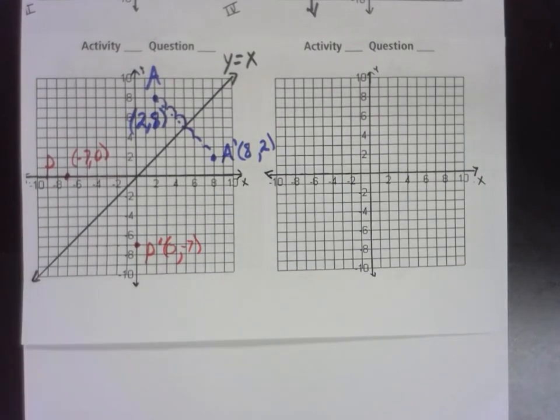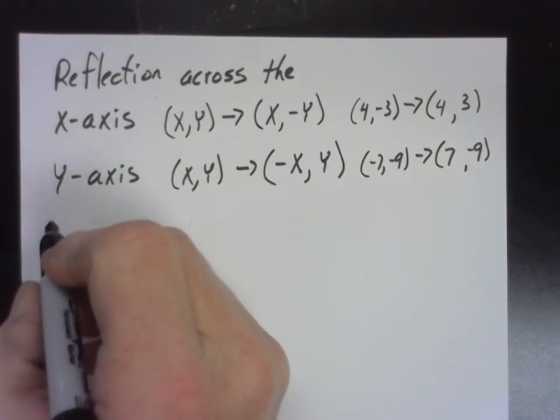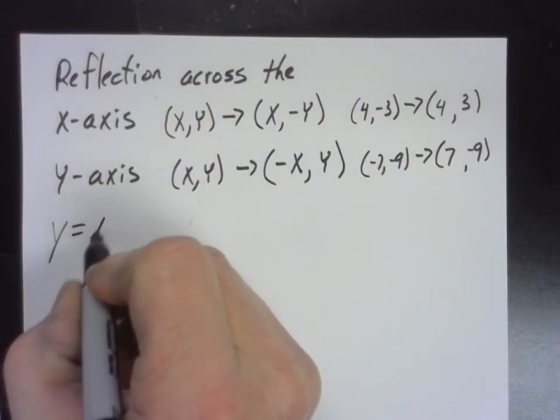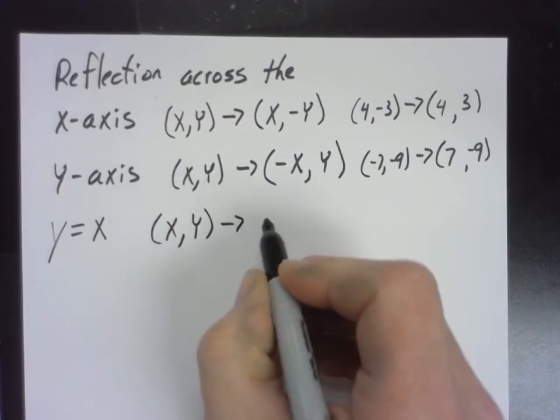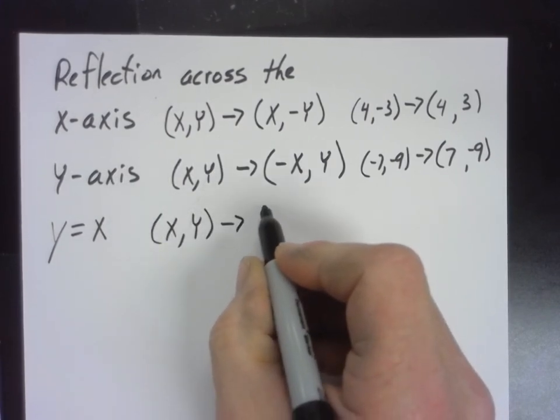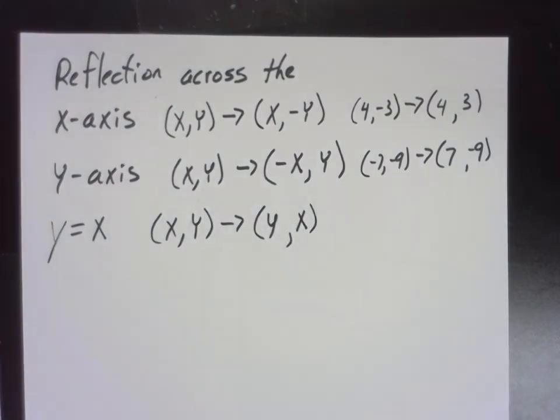Okay, so it worked twice. Do you think that's a general rule-ish kind of thing? Okay, so I think that's something we might want to put in our notes. So across the line y equals x, xy is mapped onto yx. We don't change signs or anything, do we?